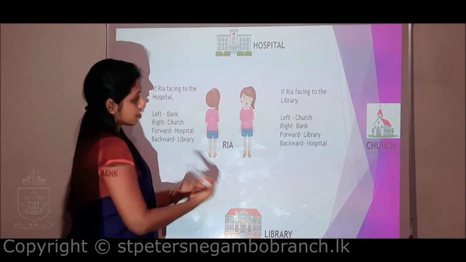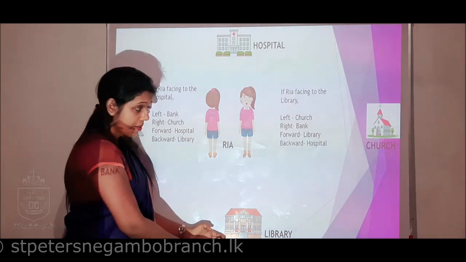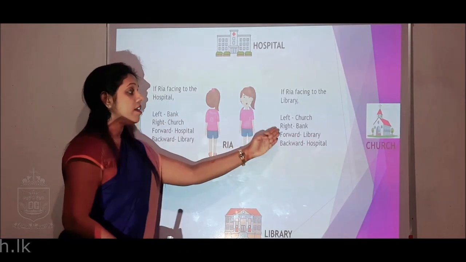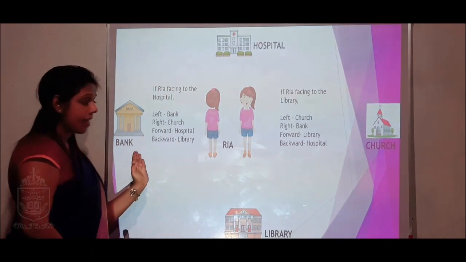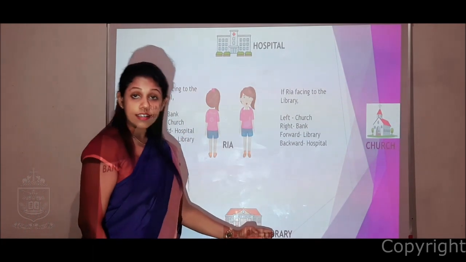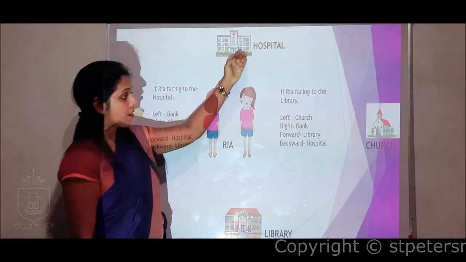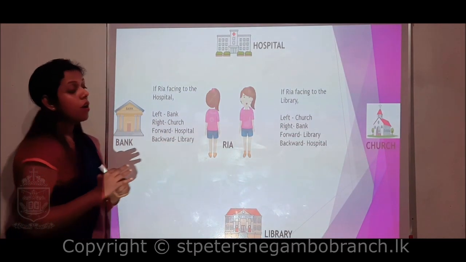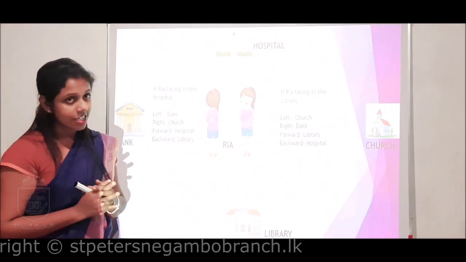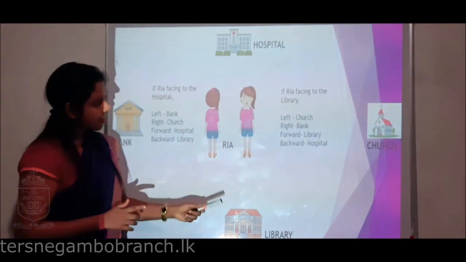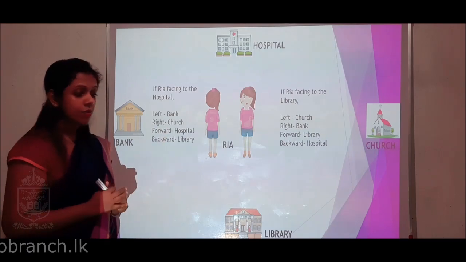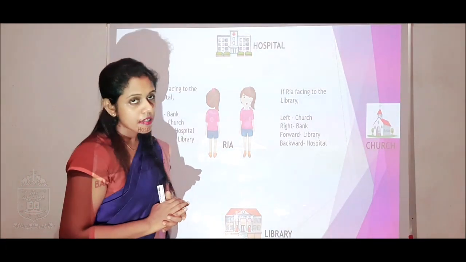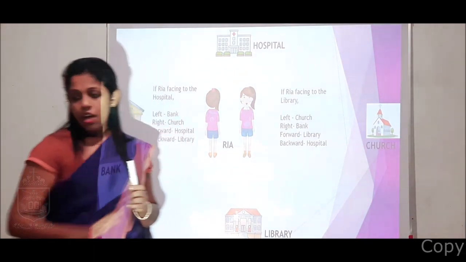In this picture, if Ria is facing towards the library, on her left hand side there is a church, on her right hand side there is a bank. In the forward direction we can see a library, and in the backward direction we can see a hospital. So now you all saw that all of these directions, that is right, left, forward, backward, actually change with the change of the position. Okay children.